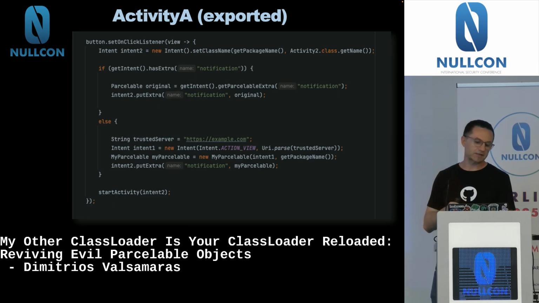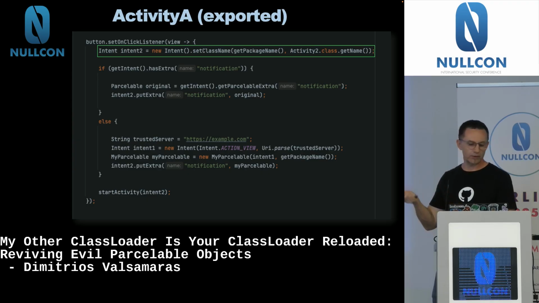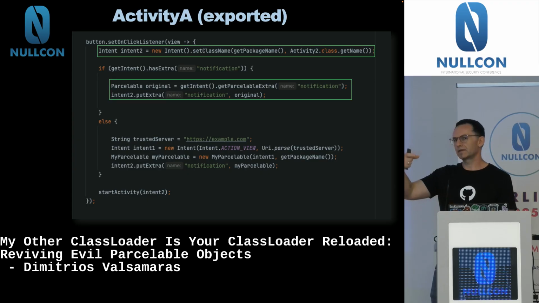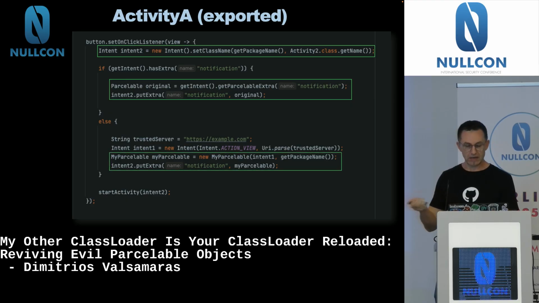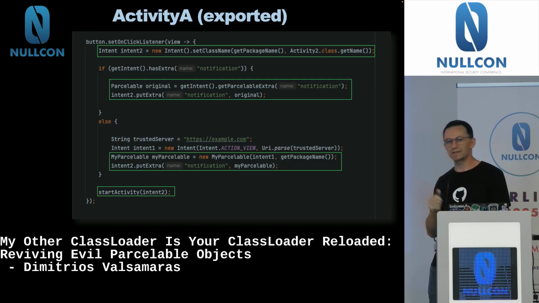Now, here's the issue. We have activity A, which is exported. This activity A creates a new intent. It checks the current intent to see if it has a parcelable called notification. If it has such a thing, it will set it as an extra to this intent too. If it doesn't, then it will create a new parcelable and set the fields. Imagine you have an intent and a URL. So it will set the fields, and finally use startActivity in order to send this intent. Can anyone figure out what the issue is here?